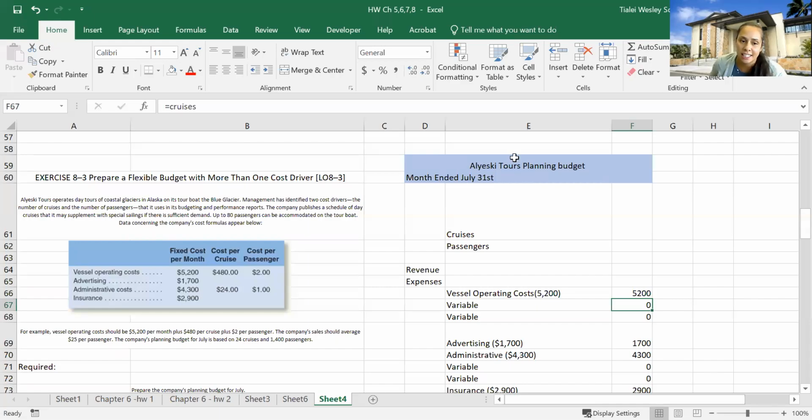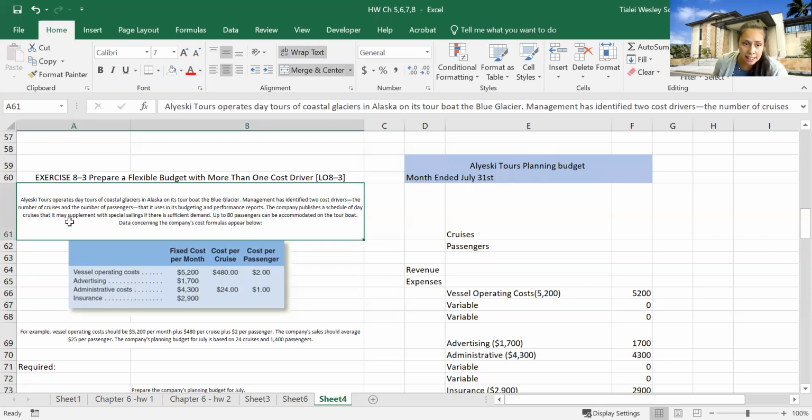Aloha class, this is exercise 8-3, prepare a flexible budget with more than one cost driver. So sometimes we have more than one cost driver driving our costs. Before we were talking about quantity being the only cost driver, but now we have both cost of cruise and cost of passengers. So you can read the problem about this.